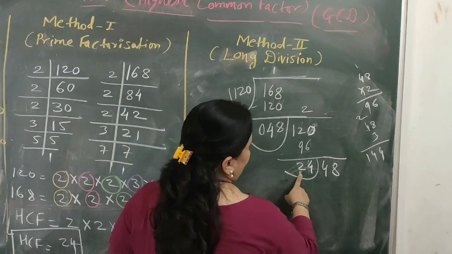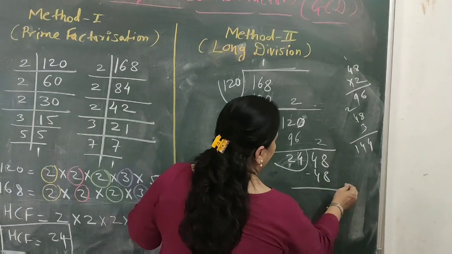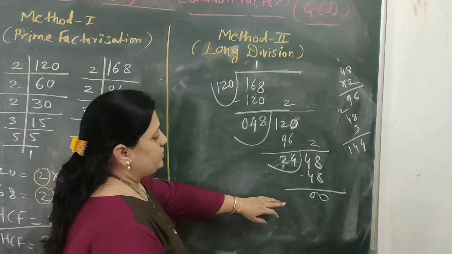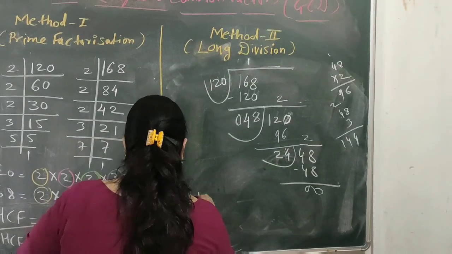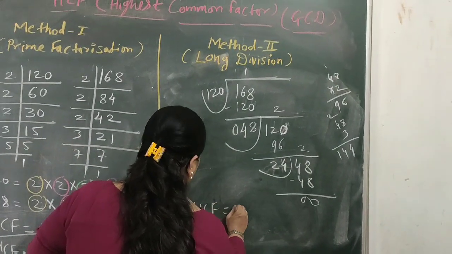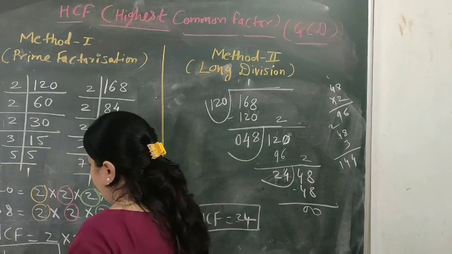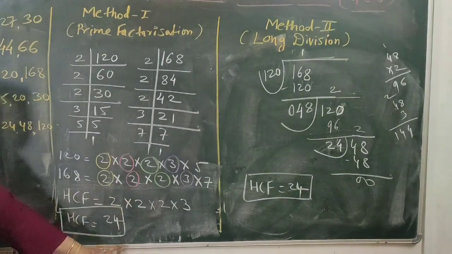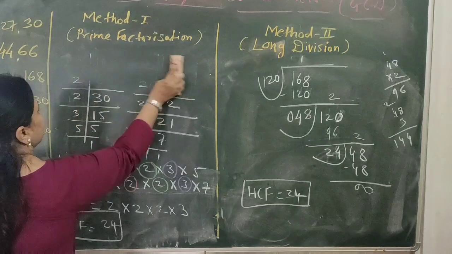Now 24 1s are 24, 24 2s are 48. So here now our remainder is 0. Now we will stop our division and our last divisor will be our SCF. So SCF is equal to 24. So see children, for both the methods we got the same answer. Now we will move to the third example.